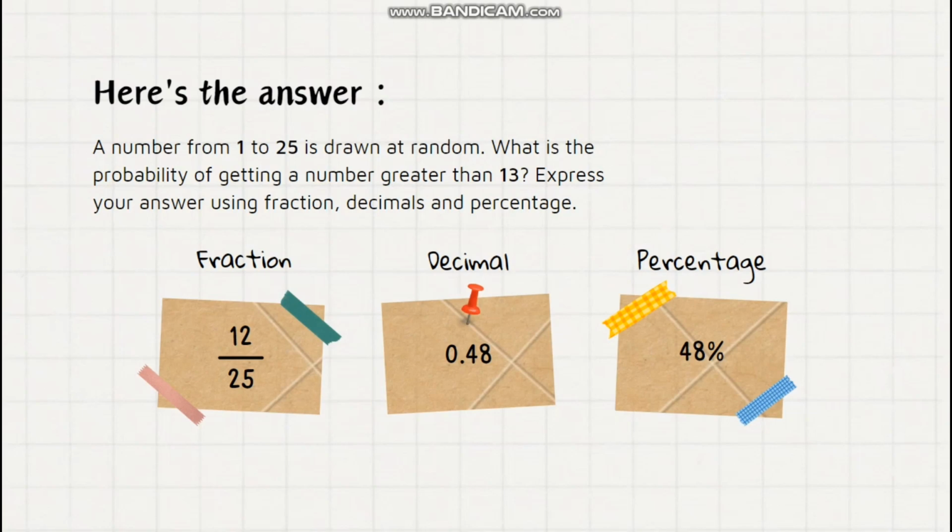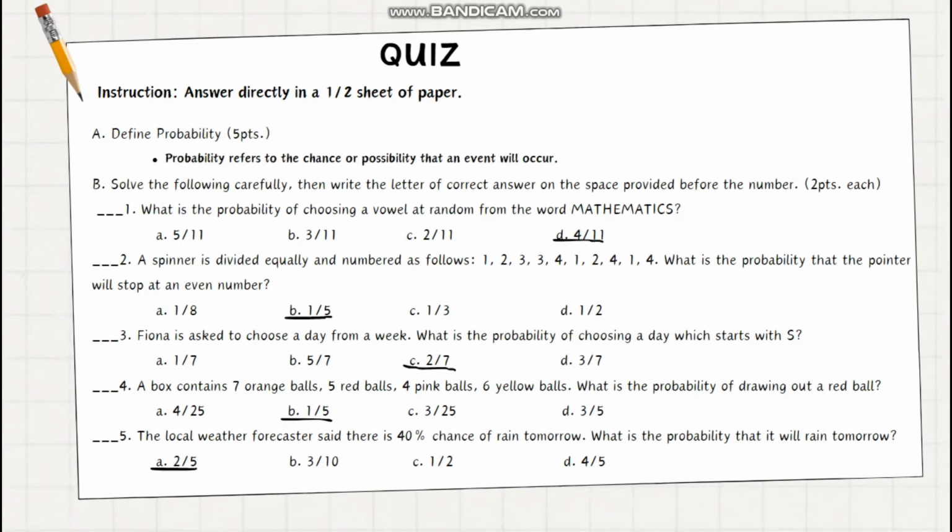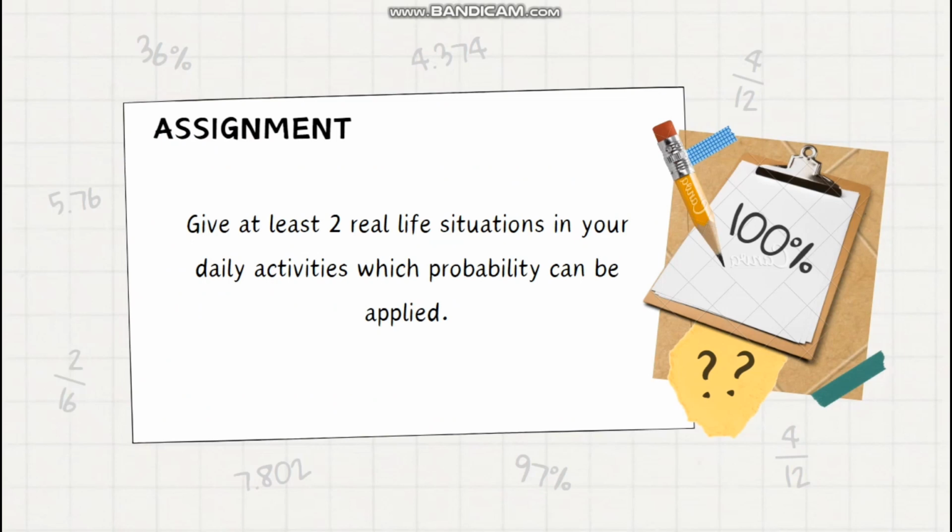And I think we're now ready for an activity. Get a 1/2 sheet of paper and answer this directly. You have 10 minutes to answer. Check your papers if you got the correct answers. We have here an assignment. Give at least 2 real-life situations in your daily activities in which probability can be applied.